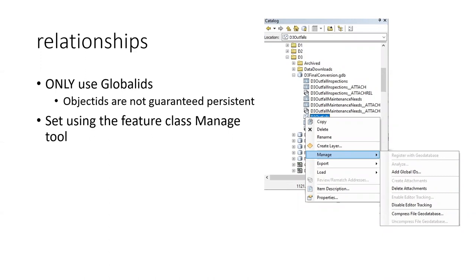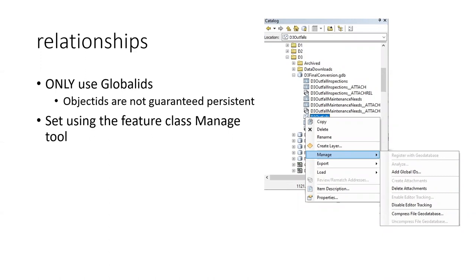That's an important consideration. But always, you want global IDs set up as part of your feature class, and especially if you're going to build relationships, because relationships require a primary and a foreign key, right? And you want to make sure your global IDs are used to establish that relationship, because if you use a default object ID, they're not guaranteed to be persistent. So hold on a second.